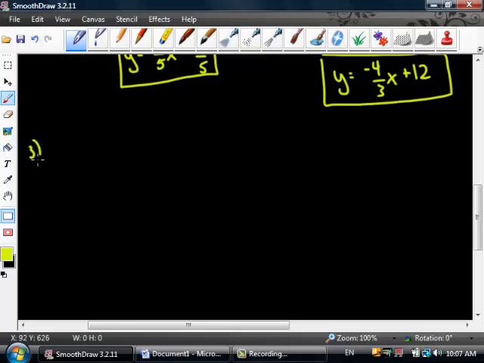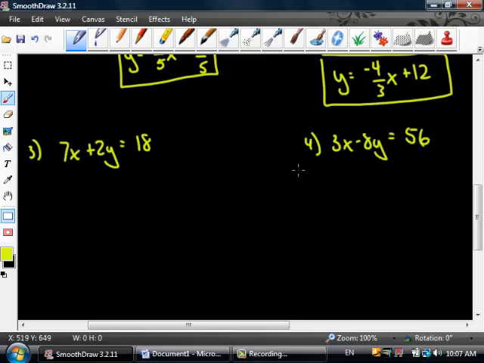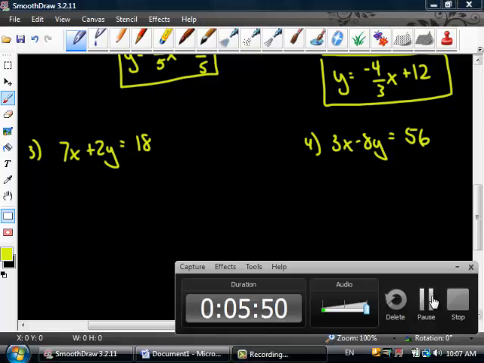So, here comes number 3, 7x plus 2y equals 18. And then number 4 is going to be 3x minus 8y equals 56. Go ahead and take care of those two on your own. We'll reconvene in a couple minutes.